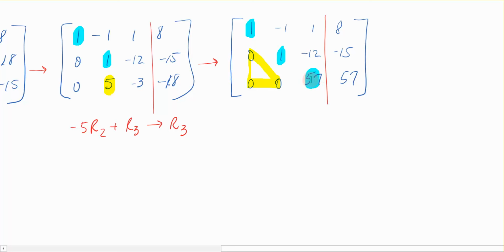Anytime I want to get a 1 in a single row, I'm going to multiply that row by the reciprocal of this value. So this is going to be 1 over 57 times row 3, giving me the new row 3. And again, we're going to do that on the calculator.